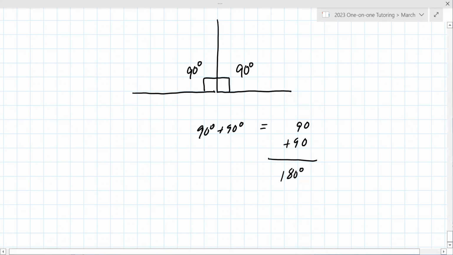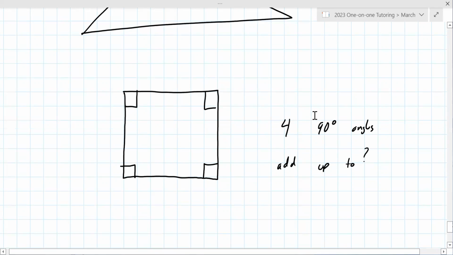Okay. So now let's go back to my previous problem here. Let's say you have four 90-degree angles. 1, 2, 3, 4. What do they add up to? 360. Very good. Excellent.